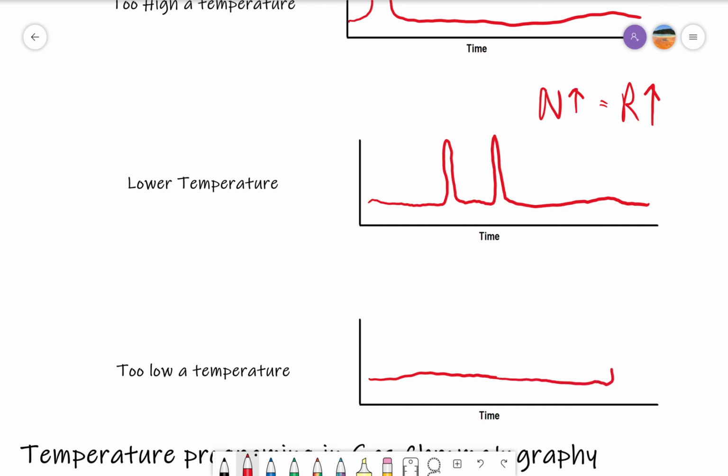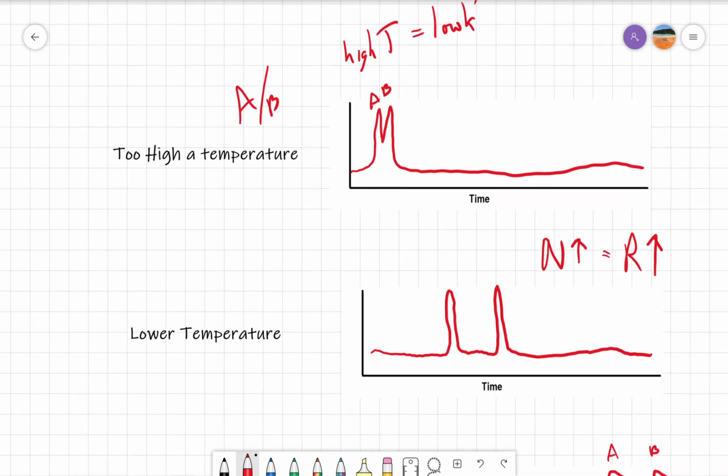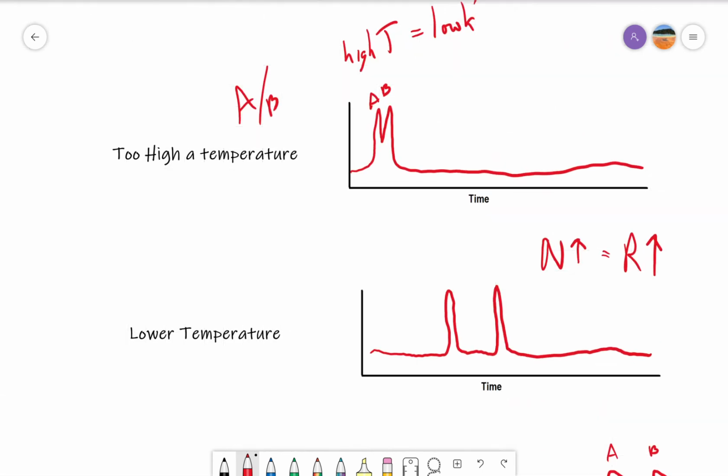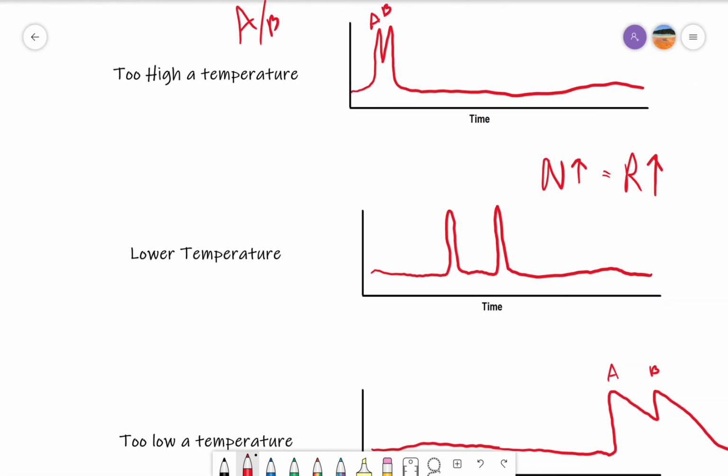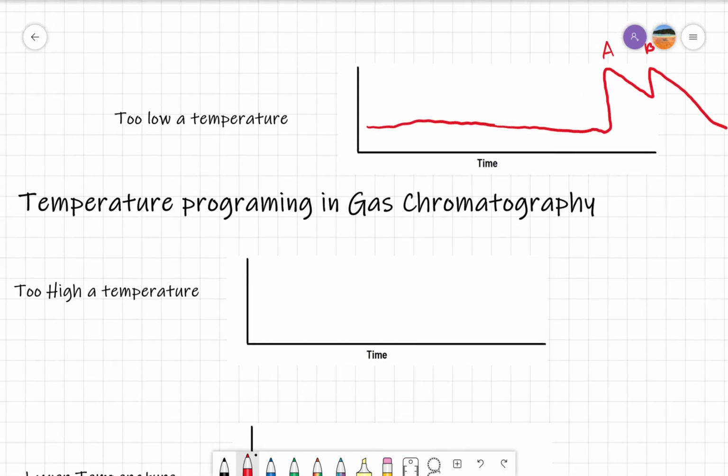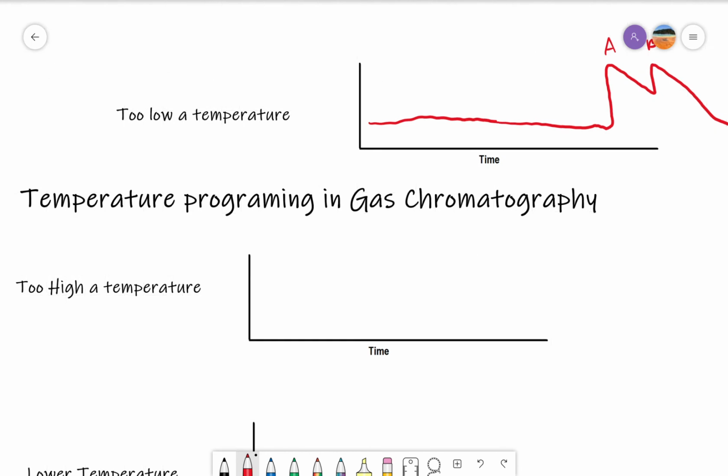So it will be on the column longer, but the peak shapes will tail off, which means if you run it at too low a temperature, you actually lose separation of the two compounds A and B. If you run at too high a temperature, you actually can't separate the two, so there has to be an optimal temperature, which is experimentally determined, that will allow you to get the best separation between your mixture A and B on a GC.